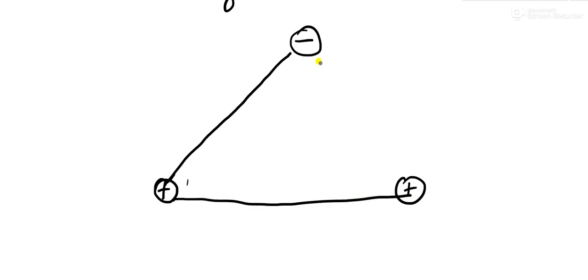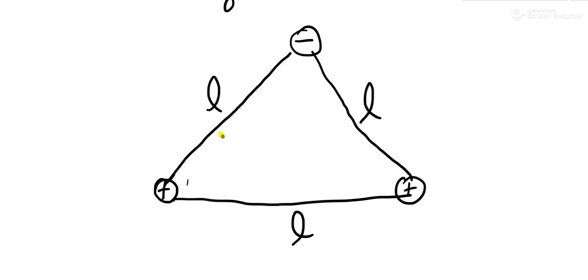Okay, it is an equilateral triangle. All the charges are placed at the corners of the equilateral triangle. Okay, the sides of the triangle will be L, L, L. Now we will see how many forces are acting around this. Okay, I am taking the point A. So the charges are A, B, C.